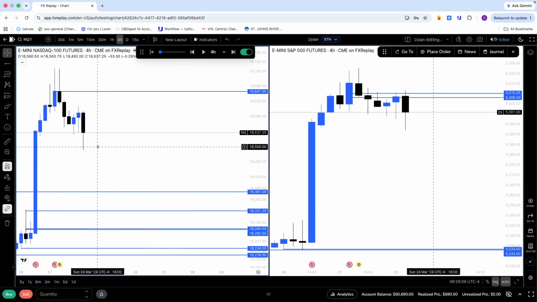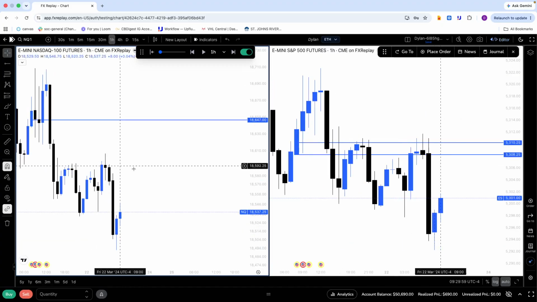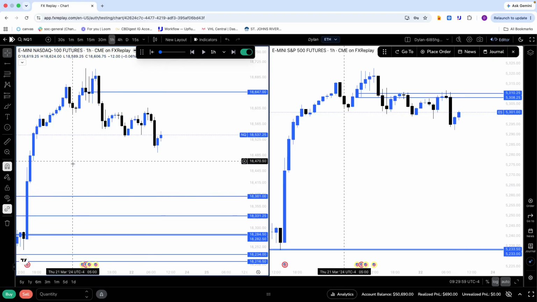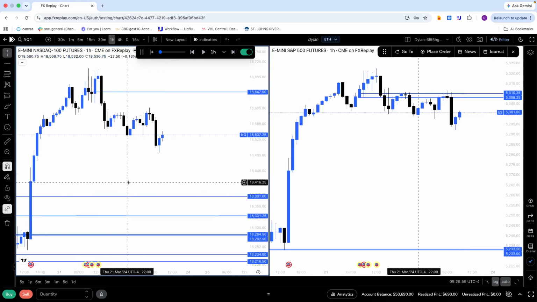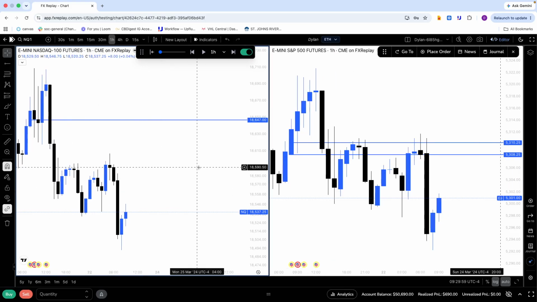You tap this 4 hour, you get a nice rejection out of it. Same on ES, 4 hour, nice rejection out of it. 1 hour, obviously you're trading now out of a 1 hour gap. However, you're gonna be neutral. You're gonna be playing this condition by condition.